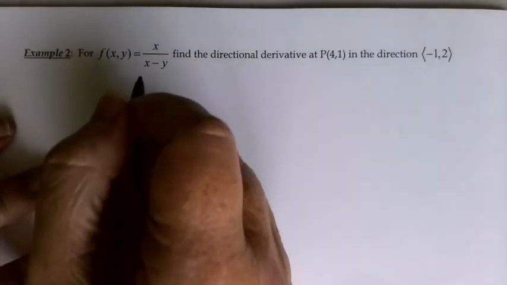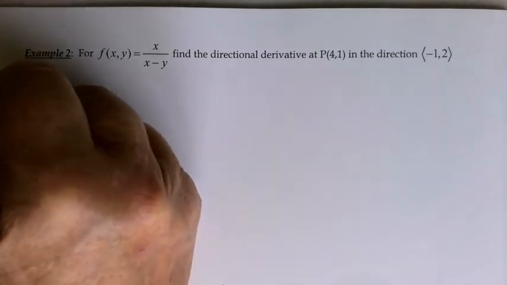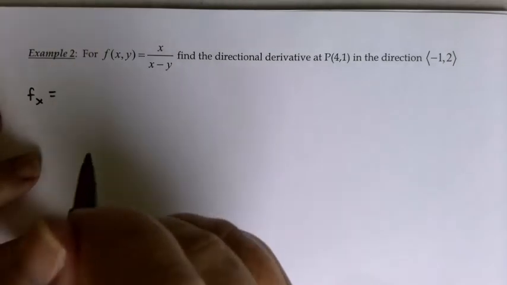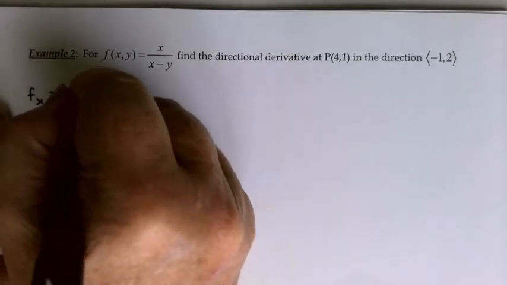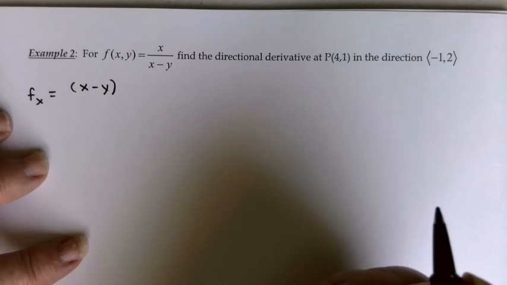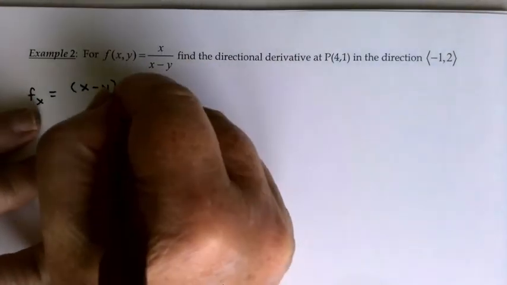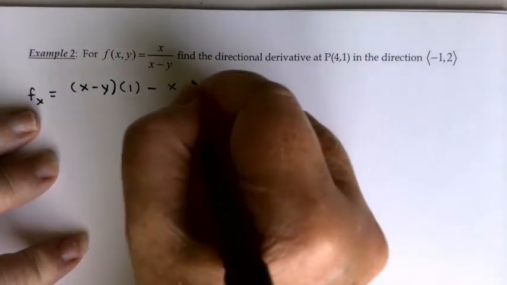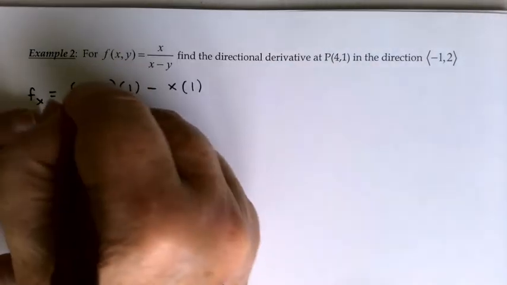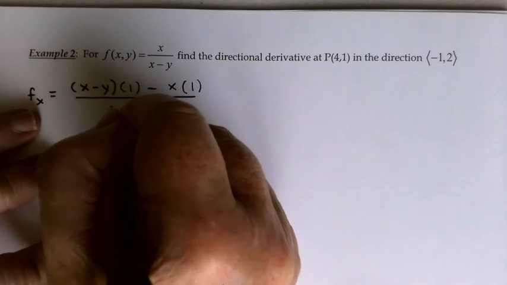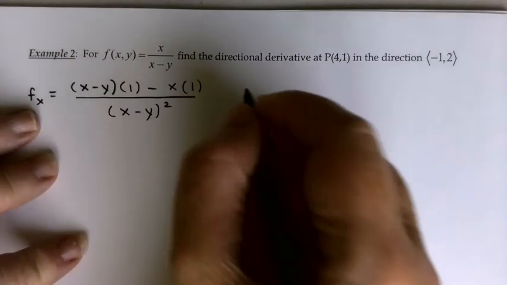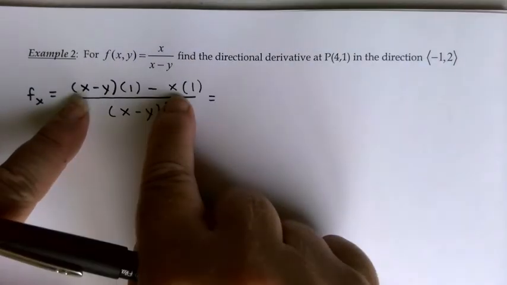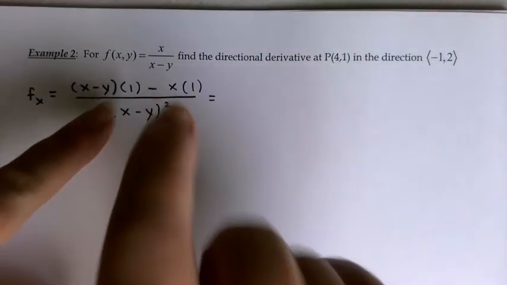So I know that I'm going to need the gradient, so let's get that first. We'll need f sub x and f sub y. For f sub x, just a quick quotient rule here. Take the bottom times the derivative of the top with respect to x would be 1. Minus the top times derivative of the bottom would also be 1. Over x minus y squared. And let's see, I'd have x minus x is 0, so I'm just going to end up with a minus y.